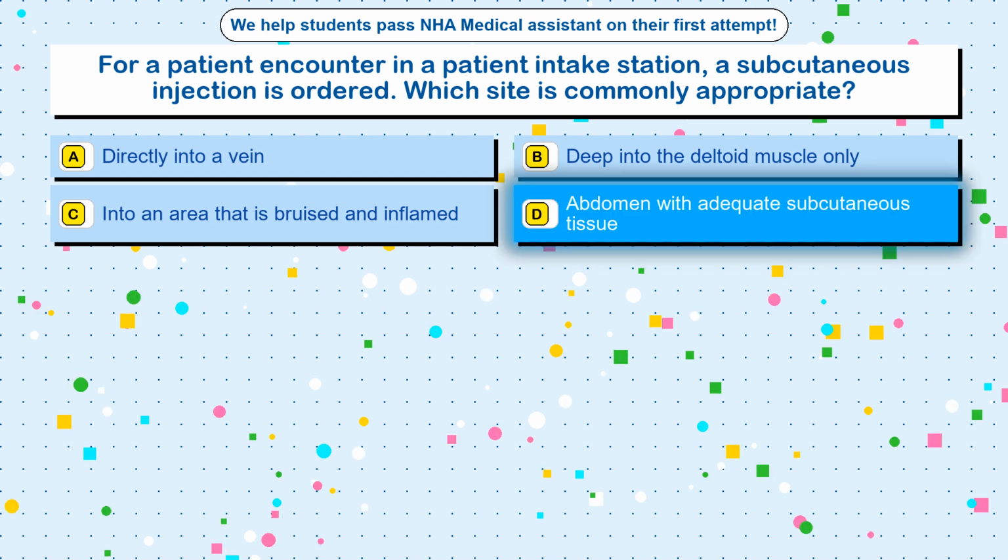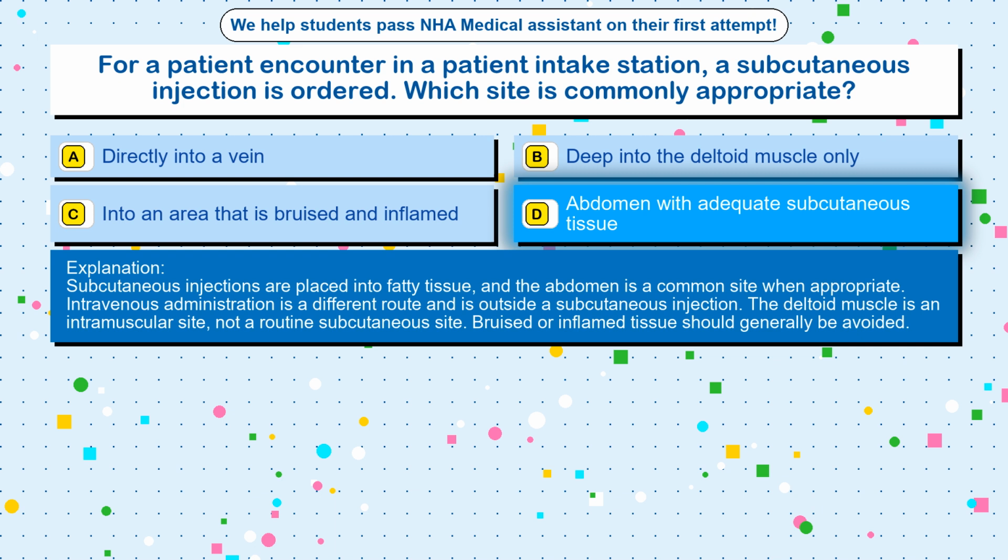The correct answer is option D, abdomen with adequate subcutaneous tissue. Subcutaneous injections are placed into fatty tissue, and the abdomen is a common site when appropriate. Intravenous administration is a different route and is outside a subcutaneous injection. The deltoid muscle is an intramuscular site, not a routine subcutaneous site. Bruised or inflamed tissue should generally be avoided.